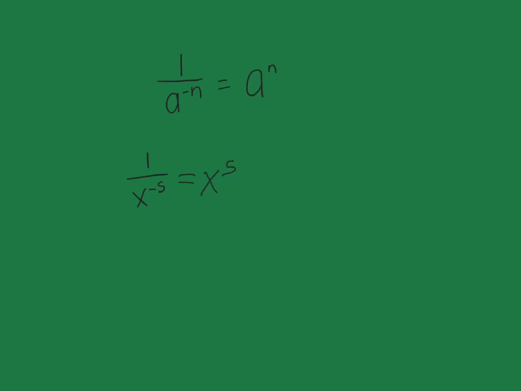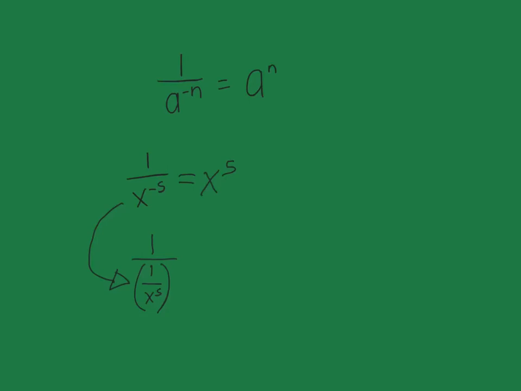So let me explain why this works. So we have 1 divided by x to the power of negative 5. Something that we just learned is that this x to the power of negative 5 can be rewritten as 1 divided by x to the power of 5. So technically I have 1 divided by x to the power of 5.